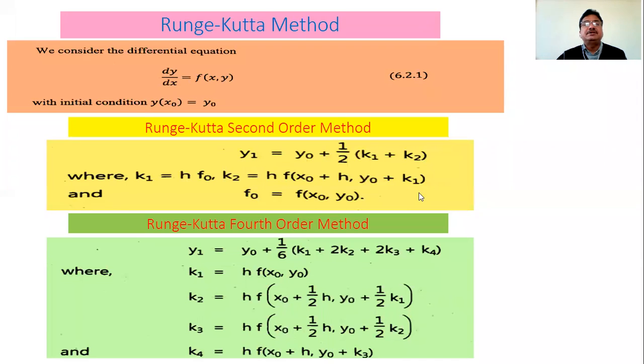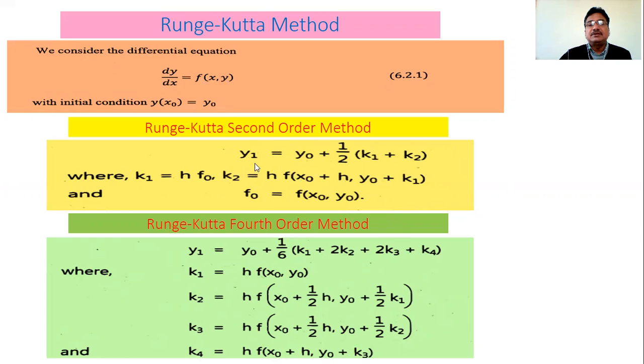Last topic of this paper, Runge Kutta method to obtain the solution of a differential equation. Suppose this is the differential equation dy by dx is equal to f of x y with initial condition y at x naught is y naught, that is, the value of y is y naught at x is equal to x naught. Then there are two methods, the Runge Kutta second order method and the Runge Kutta fourth order method.